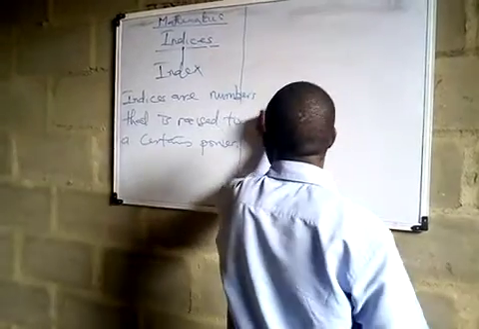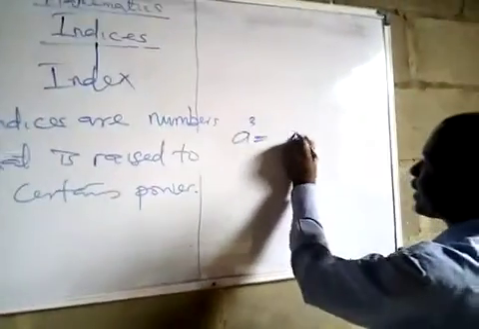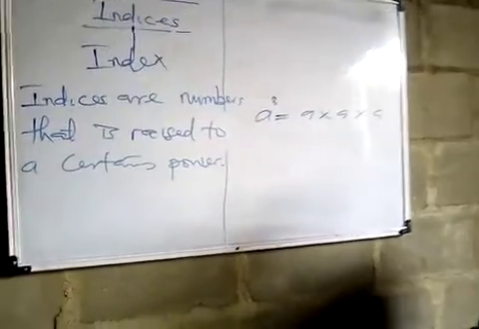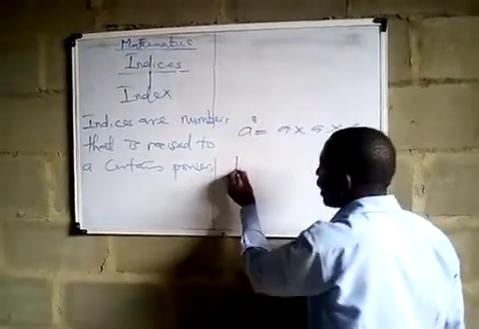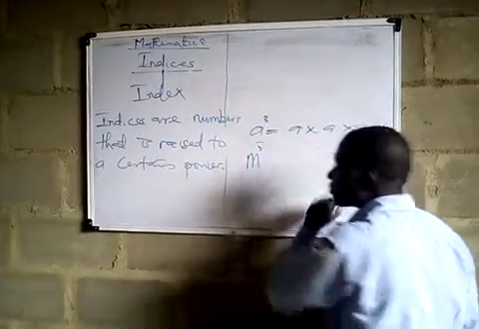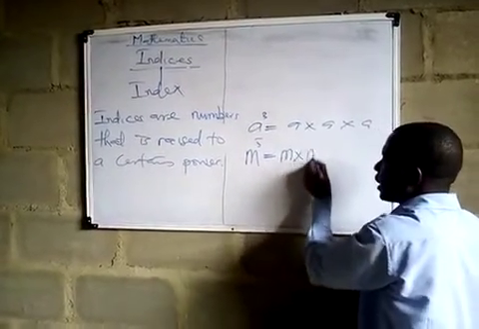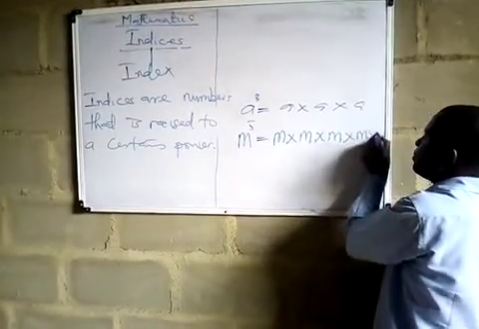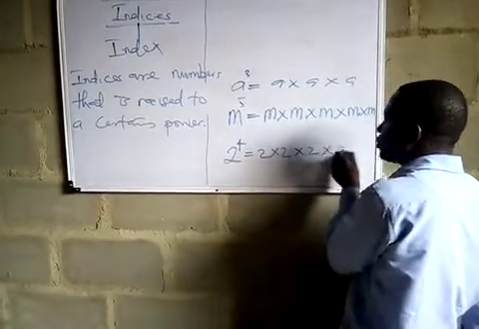If you have a raised to the power of 3, that means it is in indices form. If I want to write it in expanded form, I can have a times a times a. It's called exponent or power. So if I have m raised to the power of 5, it's in the form of indices. It means m times m times m times m times m.